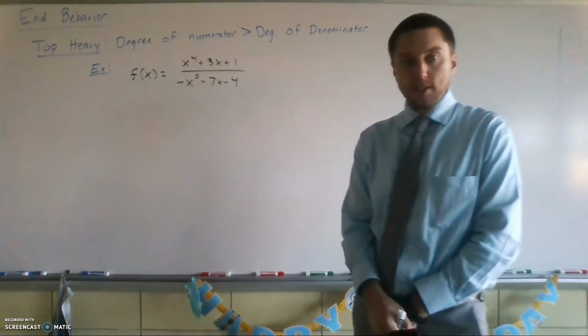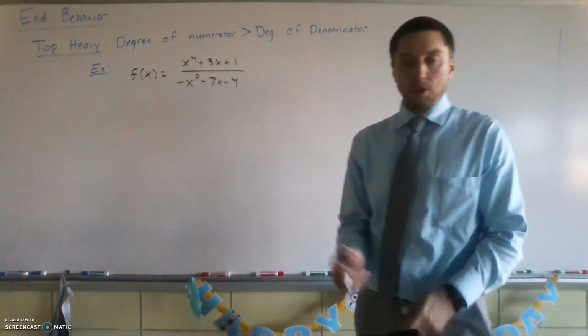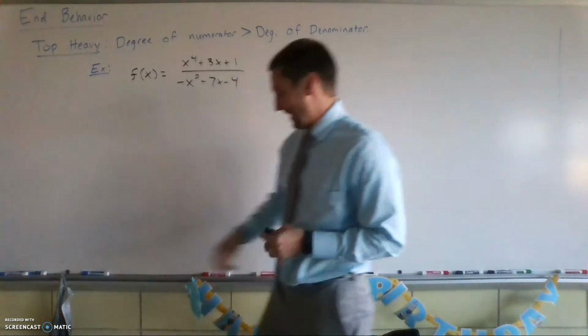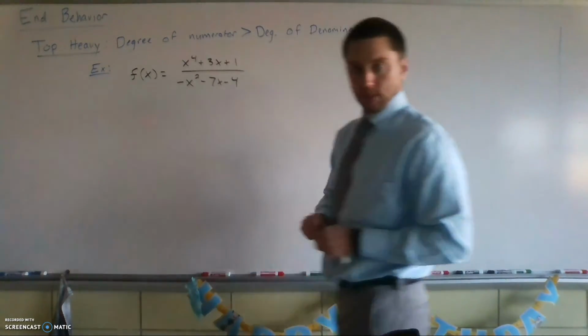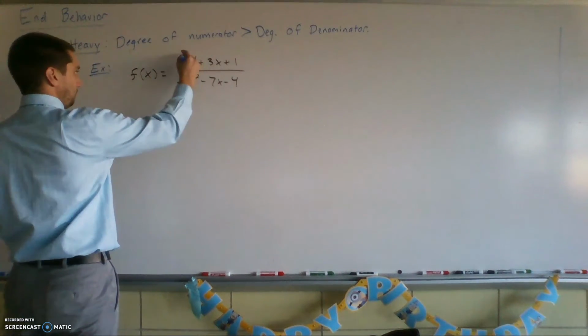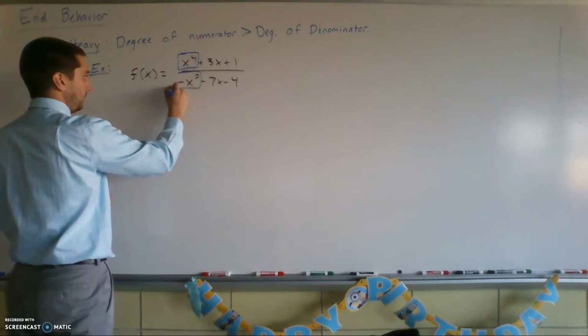So again, this is top heavy. The degree on the top is bigger than the degree on the bottom. So my strategy stays the same. I want to know what's going on at the ends of my graph. So I'm going to look at the terms that dominate. So who dominates on the top? Well, that'd be x to the fourth. Who dominates on the bottom? That'd be negative x squared.